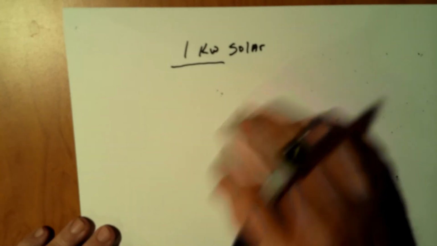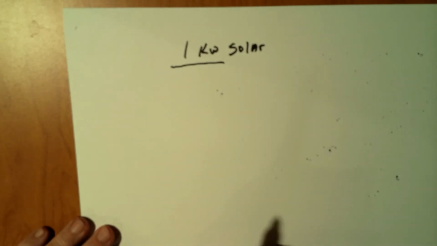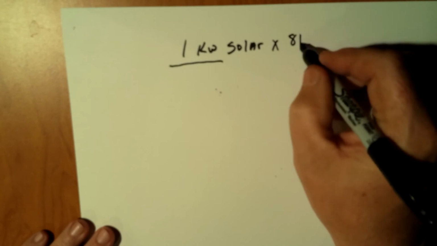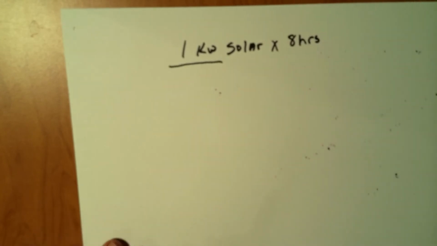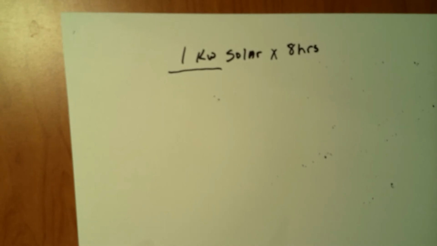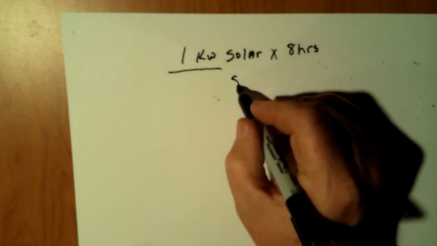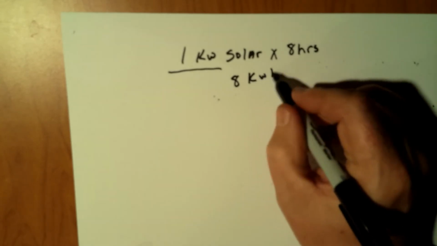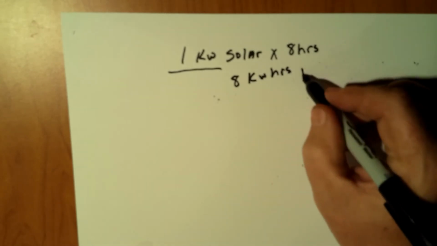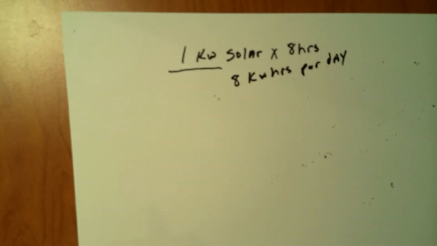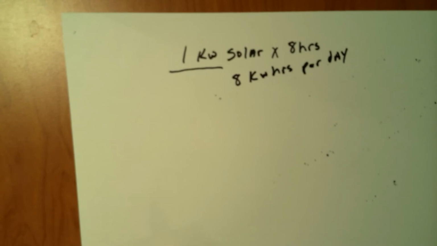So I've got a 1 kilowatt solar array, but where I live, the sun's only going to be effective for about 8 hours a day in the winter. That's the most my solar array is going to be able to do. Or in other words, that solar array would only put out 8 kilowatt hours per day on a good day. Well, could I run my freezer on that? Well, first off, you have to be able to save it.